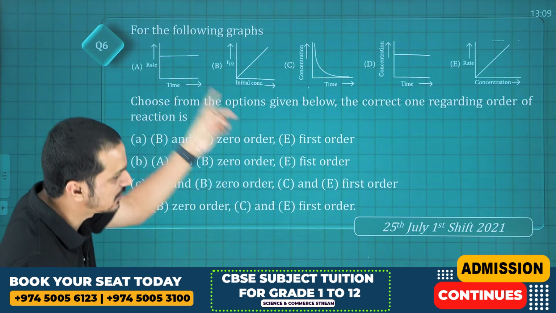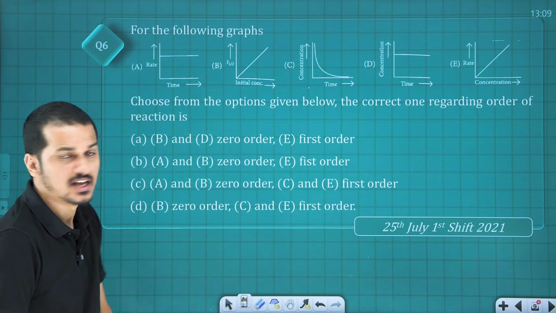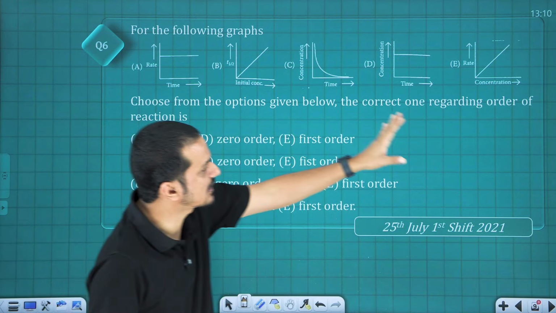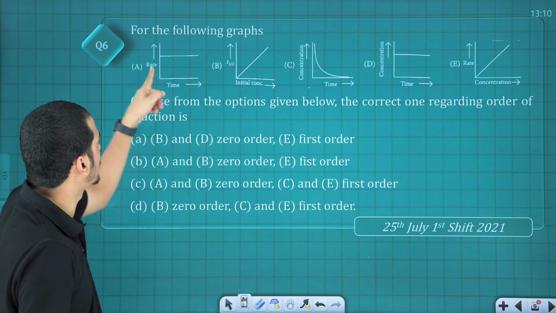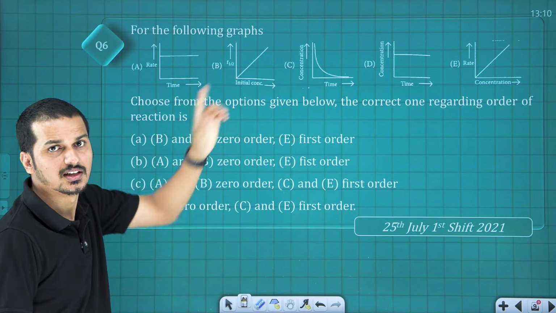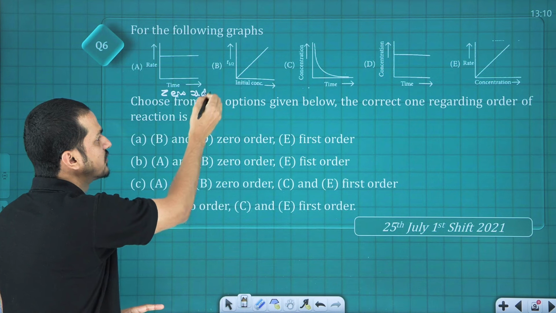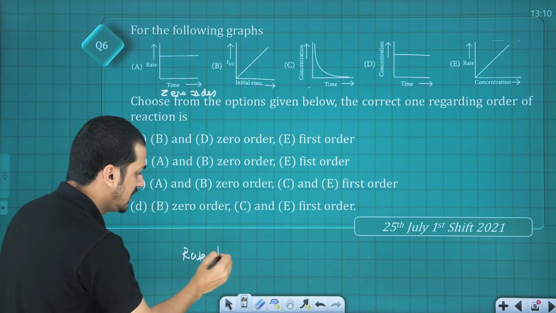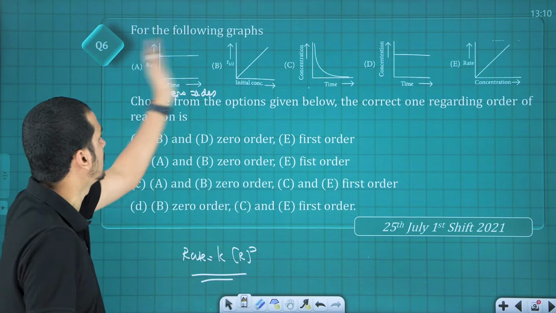So this they actually asked in 2021. What about the question? For the following graphs, some graphs they have given. They are asking, choose from the options given below, the correct one regarding the order of reaction. What about the first one? Whenever time is going on, rate is constant. That is zero order, no doubt. In the case of zero order, rate is equal to K into concentration of reactant raised to 0. That means rate is a constant.